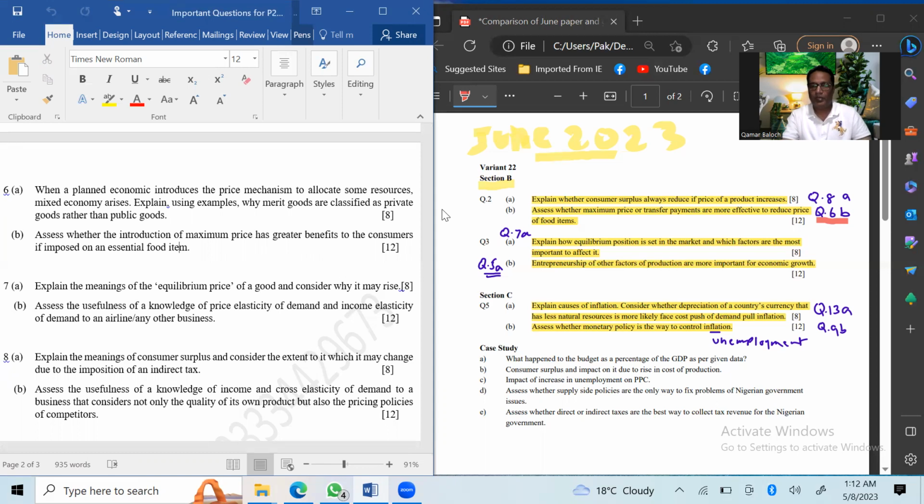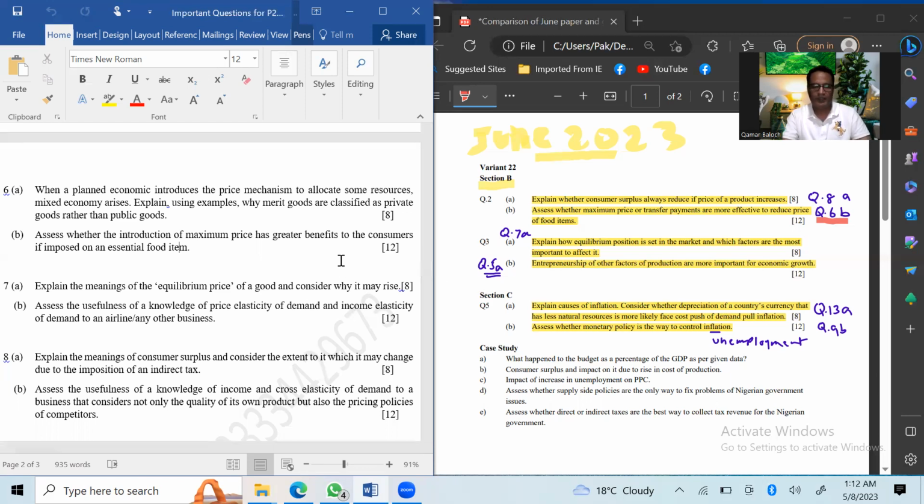Moving to question number 3, part A: explain how the equilibrium position is set in the market and which factors are most important to affect it. So this question was question number 7A. You can see on the left hand side question number 7A that says: explain the meaning of equilibrium price of a good and consider why it may change. Definitely when you identify different factors, you will find why it may change. So the examiner has clearly written that you have to identify the factors, and here, why it may rise. Why it may rise means you have to identify the factors that may lead to an increase in price.